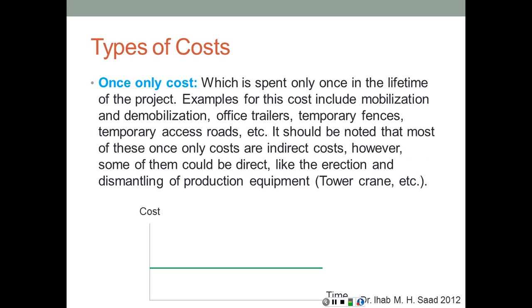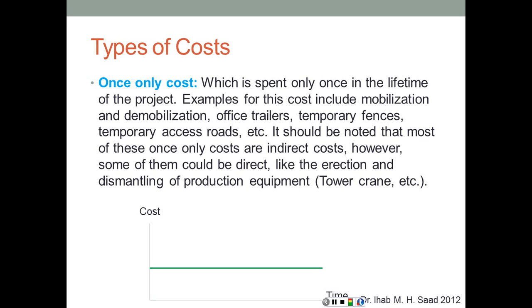The other way of looking at cost is their behavior with time. How is that cost spent over time? So here we have the first type, which is called once-only cost, which is spent only once in the lifetime of the project, either at the beginning or at the end. Examples for this cost include mobilization and demobilization. Mobilization at the very beginning, surveying, temporary fence, temporary access roads, installation of permanent equipment, trailer for the general contractor, and so on and so forth. And demobilization: dismantling of equipment, removal of the trailer, moving out of the site. All of this is going to be done at the end, and that's another once-only cost.